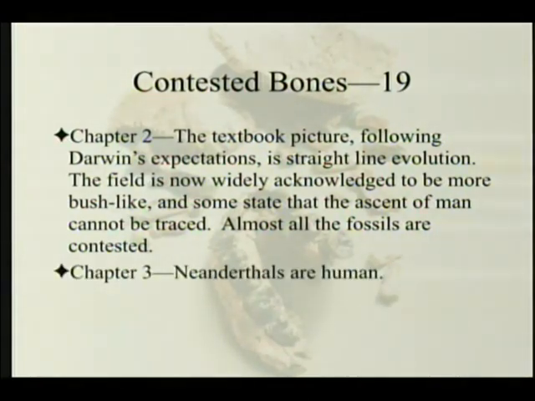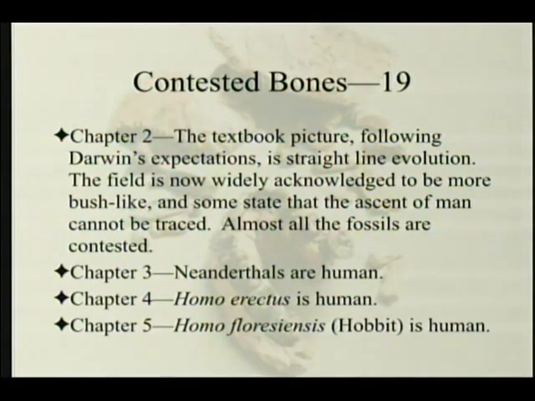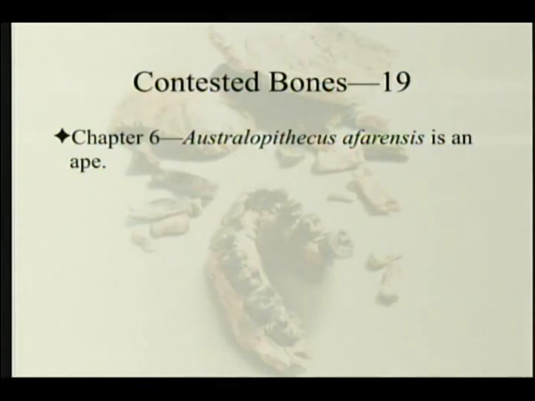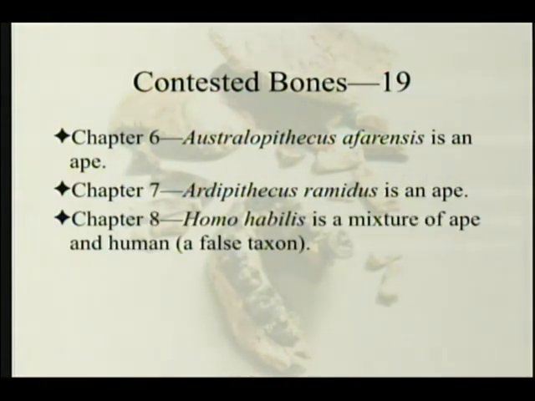Chapter 3 argues pretty strongly and convincingly that Neanderthals are essentially human. Chapter 4, that Homo erectus is human, and chapter 5, that Homo floresiensis, or the hobbit, is human. Chapter 6 argues that Australopithecus afarensis is an ape. Chapter 7, Ardipithecus ramidus is also an ape. The human-like parts are the parts that aren't there, which is curious. And even more curious is that Ardipithecus' parts that aren't there are not the same as Australopithecus' parts that aren't there, meaning that in order for evolution to pass through both of them, it would have had to take a zigzag.